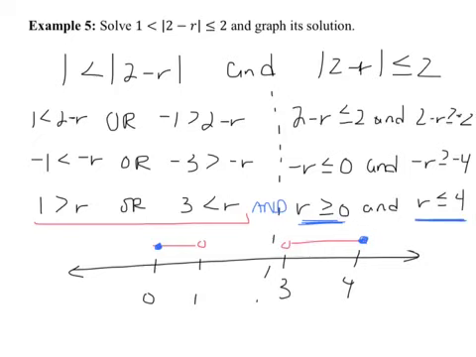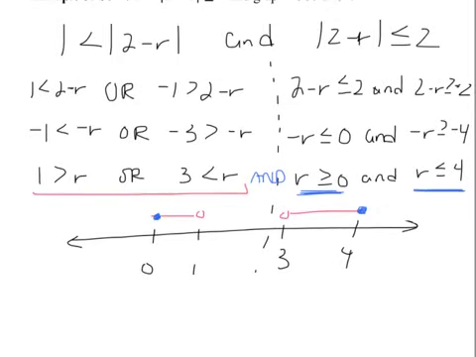So in solution set form, this one is probably the most confusing. Let's take a look. So r is in the set of numbers between 0 and 1 first. So we go 0 less than or equal to r less than 1. That's the first part. Or r is in the other solution set. 3 less than r less than or equal to 4.